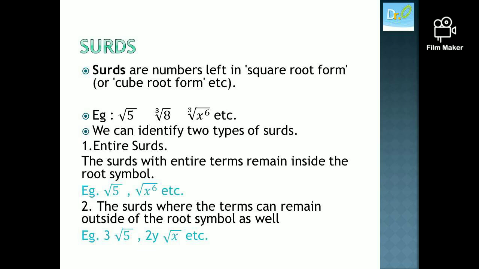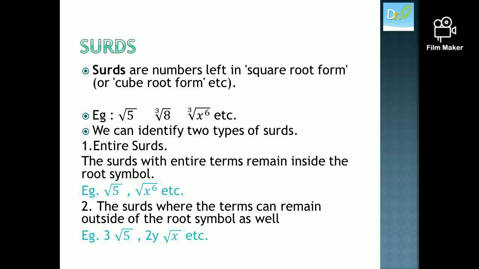In this topic, we can identify two types of surds. The first type is the entire surd. What do you mean by an entire surd? An entire surd is a surd where the entire expression remains inside the square root. For example, square root of 5. Here you can see the entire term 5 remains inside the square root. The next is the square root of x to the power 6. Here also the entire expression x to the power 6 remains inside the square root. This kind of surd is called an entire surd.